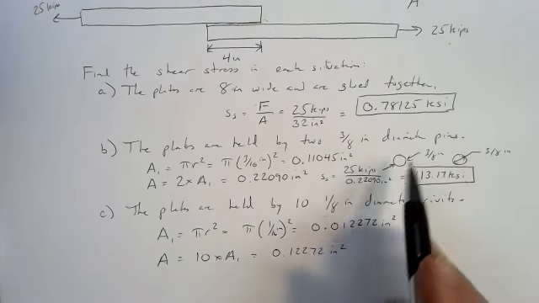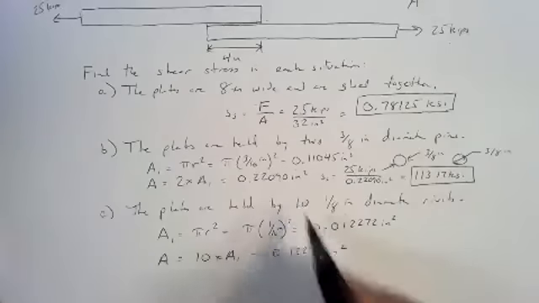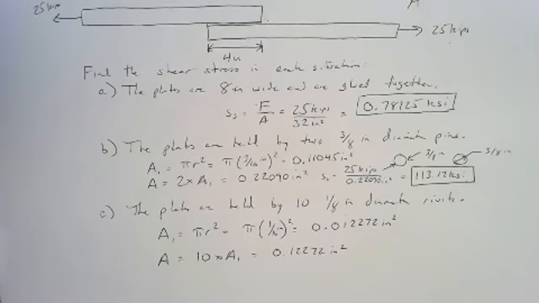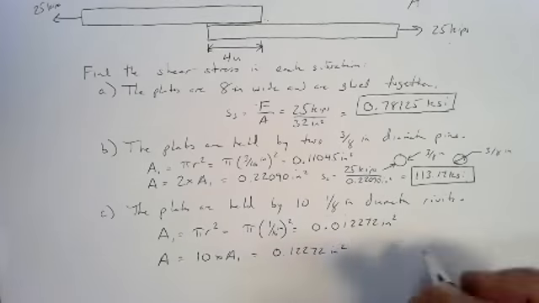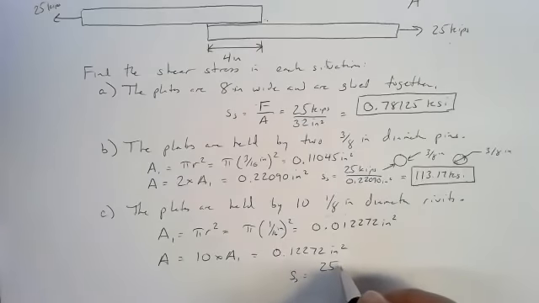Smaller area than we had with the 2 pins, so might be worried about stress limitations here too. Might need more than 10, might need 20 or more rivets in this particular joint. So let's look at the shear stress. Shear stress is force divided by area. So we've got 25 kips divided by 0.12272 square inches. We've got 25.122.